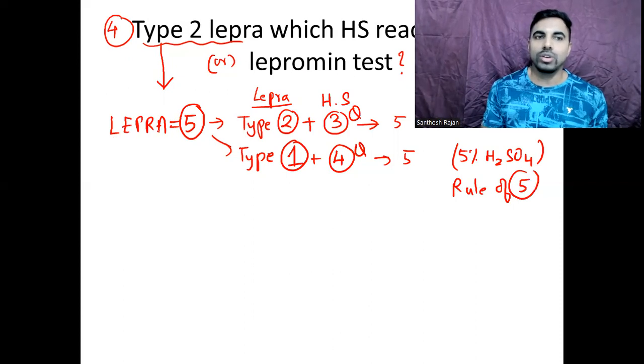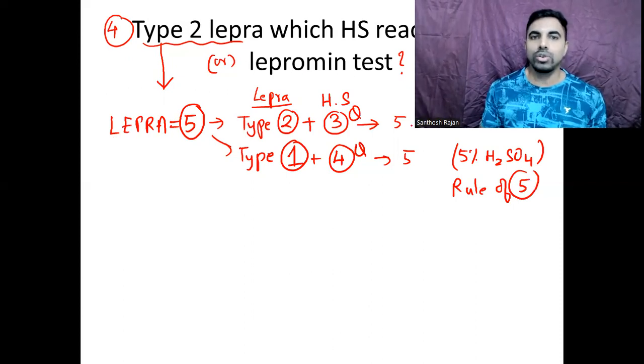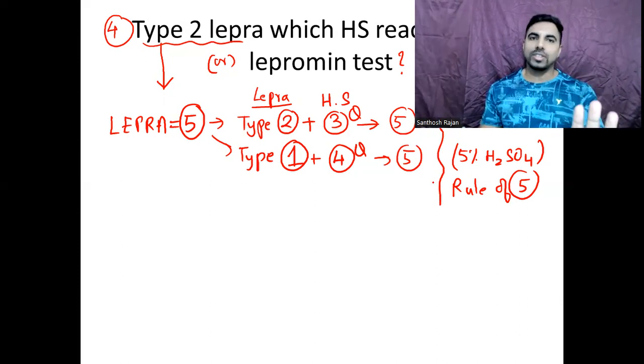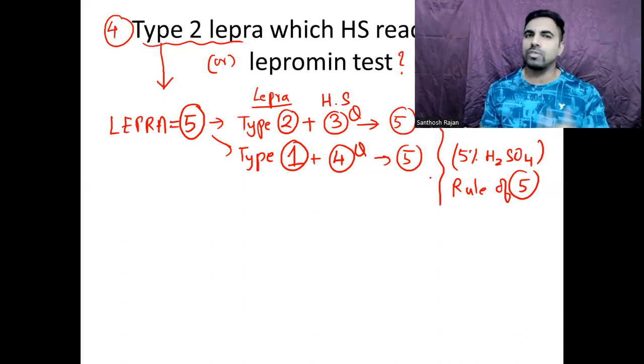Because count: 1, 2, 3, 4, 5. You have to make it complete 5. For that, type 2 is type 3, so add 3: third hypersensitivity reaction. Type 1 is 4, so 1 plus 4 is 5. So everything is 5 for your leprosy. Very easy and sweet. This question might be confusing in your future exam.